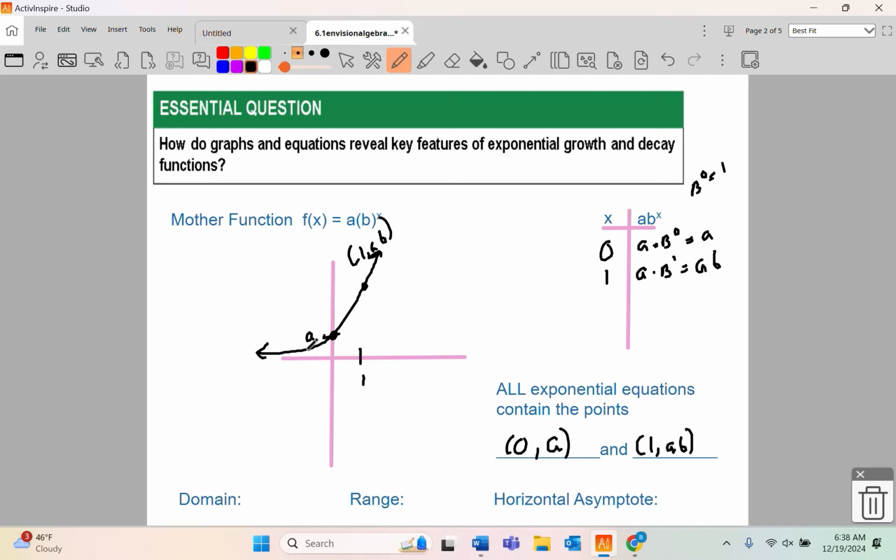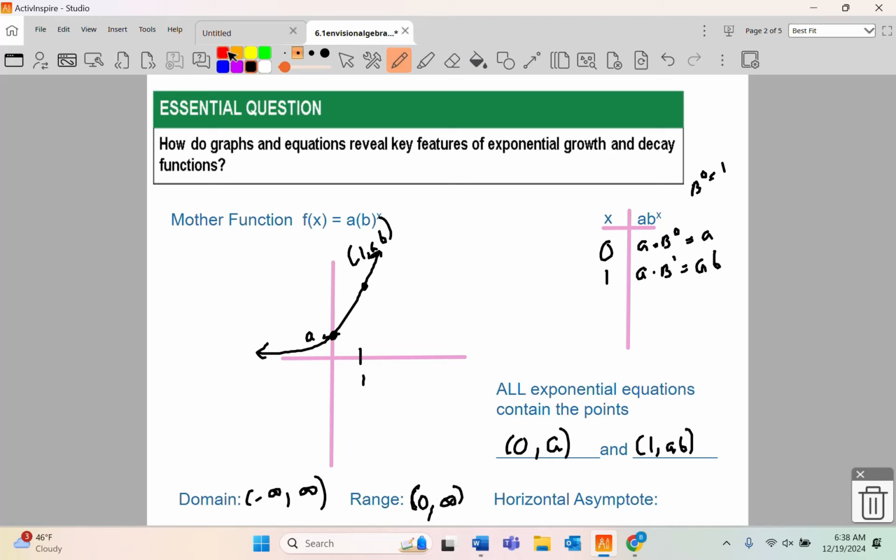Now, its domain is it's running left forever. That could take you to negative infinity. And even though it's climbing, it's also running right forever. That will take you to positive infinity. Its range, we have this value that's really close to 0, but it never actually hits 0. So that is a parenthesis, not a bracket. And then it rises to infinity.